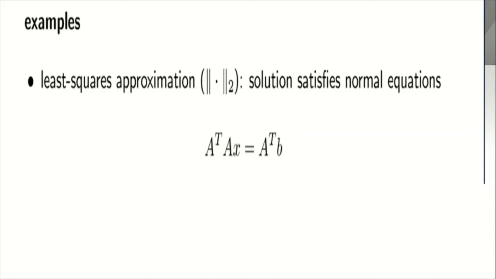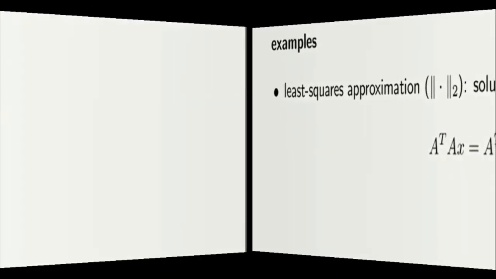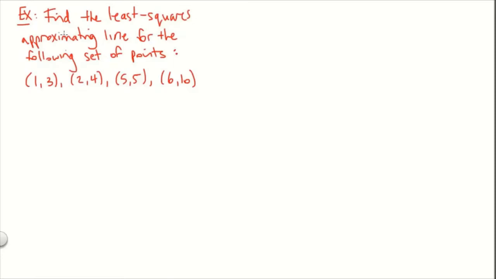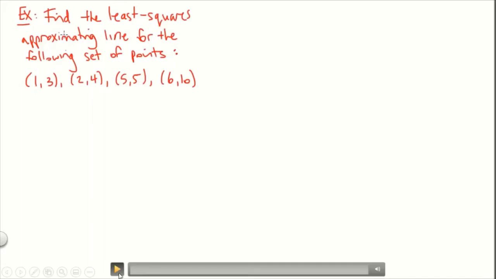And this is an example of how to solve norm approximation using least squares approximation, where the least squares solution satisfies the normal equation, A transpose A x equals A transpose b. Here is a video which explains how to solve norm approximation using least squares approximation. Please watch and listen.